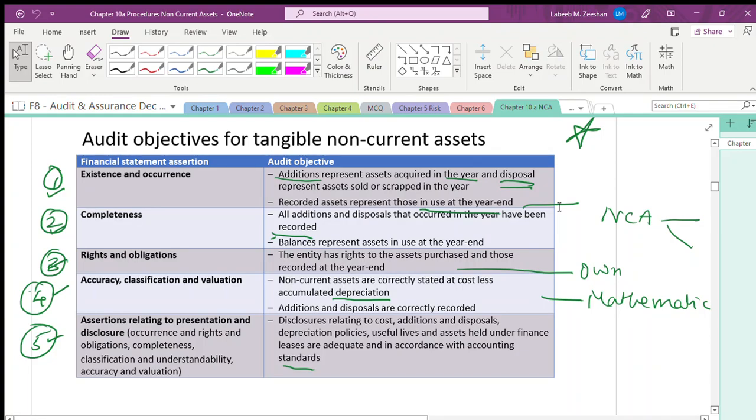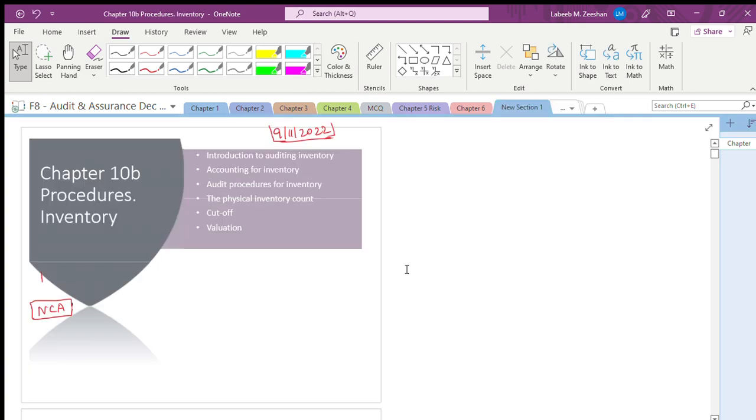Fine. These are the tangible assets assertions. Existence, this is for the tangible assets, is it right? Existence, completeness, rights, accuracy, and presentation. Fine. Now, when you think about it, what you are doing here, we are talking of inventory.